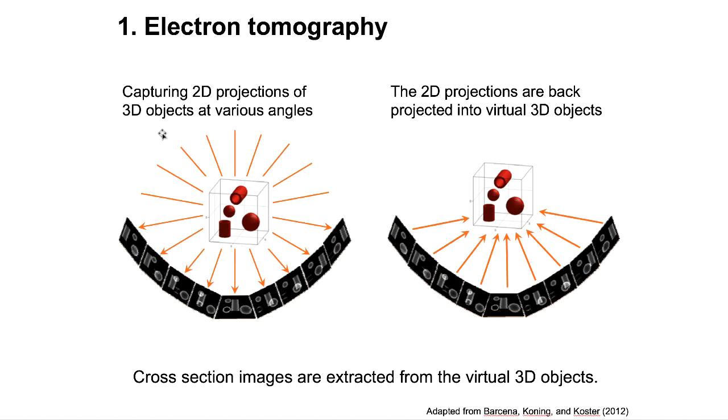So this is almost the same slide as the previous one. Let's say you have spheres and columns, and you collect these images, and these images are projected back into a 3D object, from which you can prepare images that represent the cross section. So this is a virtual 3D object, and I will briefly explain how this could be done.